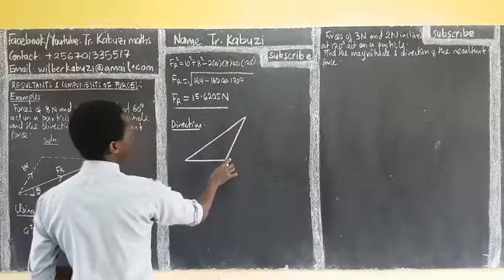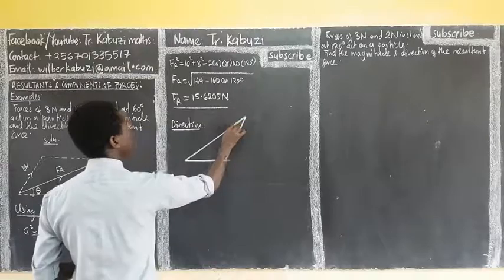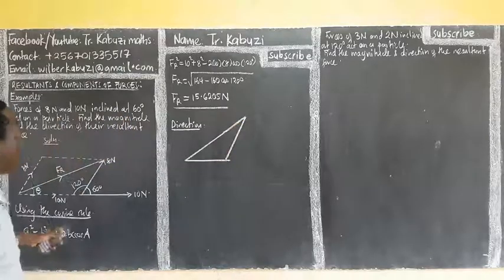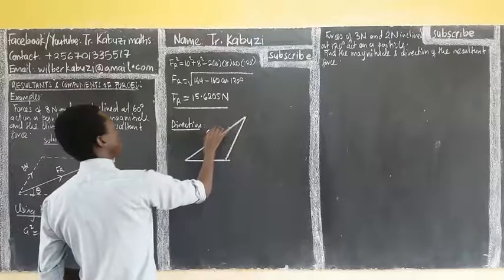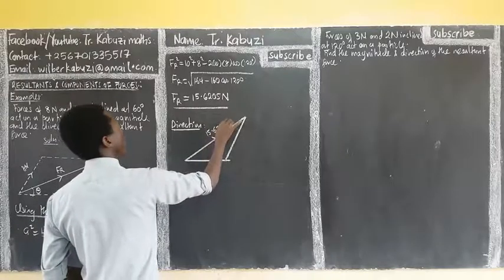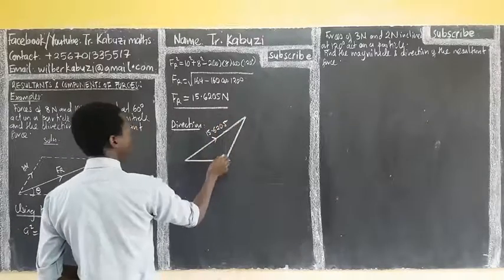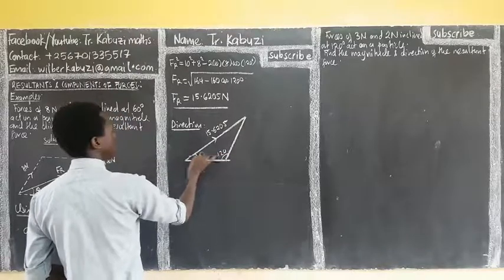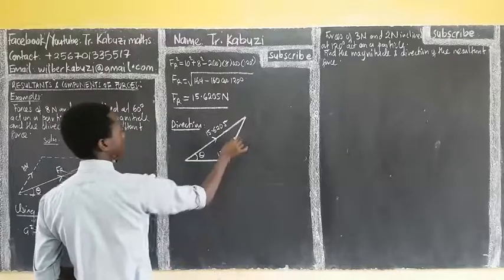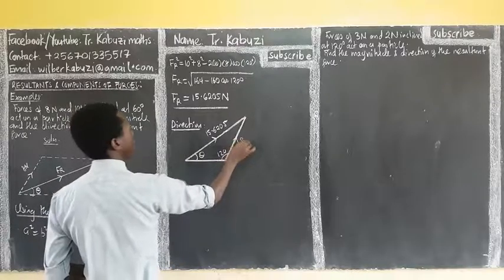Okay, that's what I'm going to be with. I'm going to pull out that triangle. Now I have this FR, which is now 15.6205. I have this as 120. I need this theta, but I have this force here, which is 8 newtons.